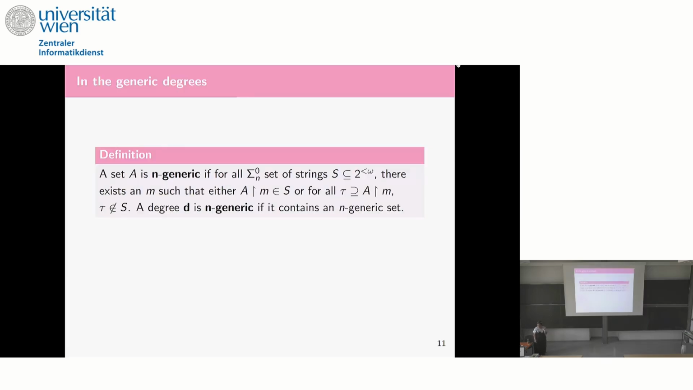So first I want to start with this definition. We say a set A is n-generic if for all Sigma n sets of strings S, there exists an m such that either A up to m is in S, or for all extensions tau of A up to m, tau avoids S. And we say a degree D is n-generic if it contains an n-generic set. Usually, if you want to look at things that are not CE, the first thing you might want to consider are generic sets. So is the story different for generic sets?